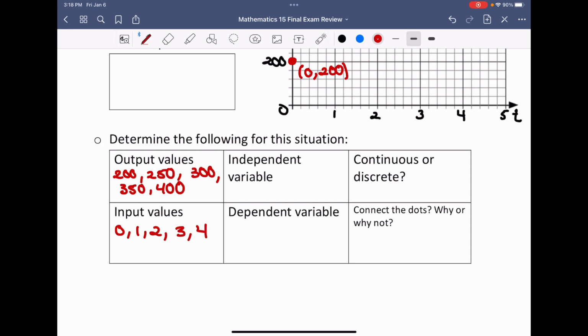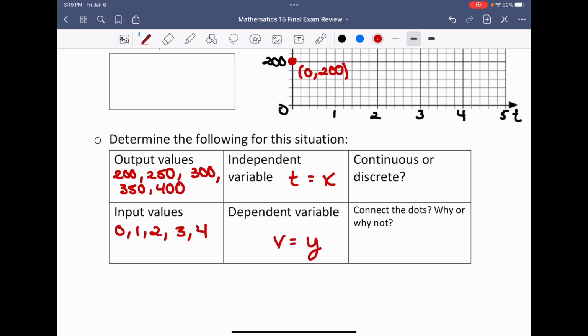The independent variable. Our independent variable is always found on the x-axis, and it's what we input to the problem. After a certain amount of time, this happens. So we know that it's going to be our time variable, which corresponds with our x. We then look at our dependent variable. Well, depending on the time that passes, we have a certain output, which is our volume. Volume corresponds with the y points.